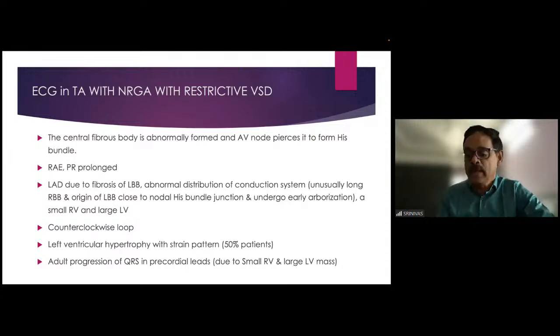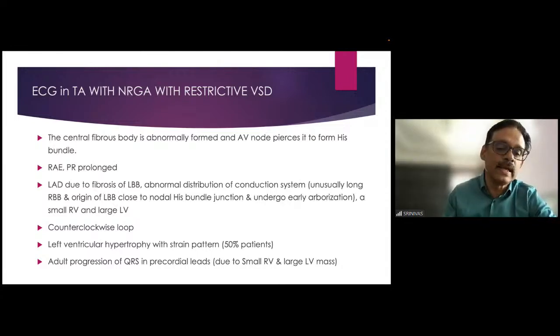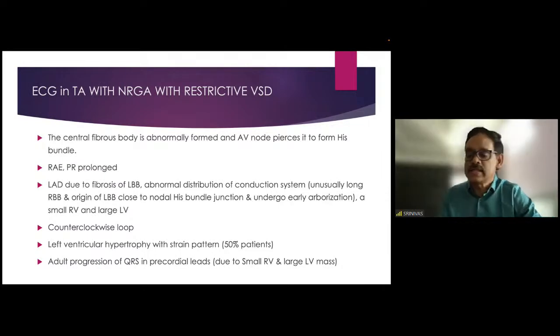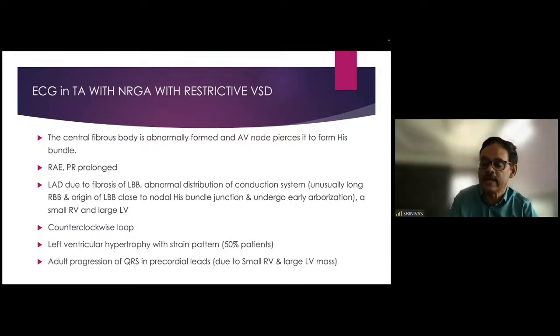And because of the dominant left ventricle, you will expect to see left ventricular hypertrophy. In a small child with tricuspid atresia, the ECG will typically show what is called adult progression of QRS. That means a small R and deep S in V1, which progresses to a Q with dominant R and a small S in V6, suggesting an LVH. So this LVH will cause an adult progression of QRS in the small child. This is very typical for tricuspid atresia.